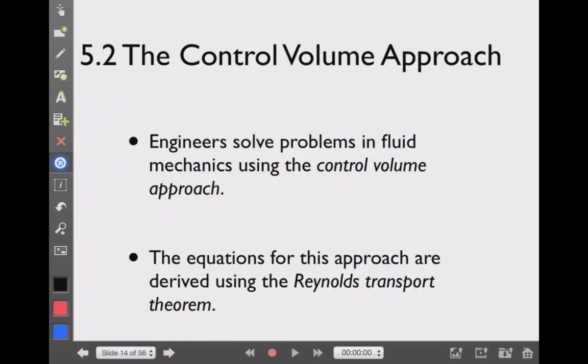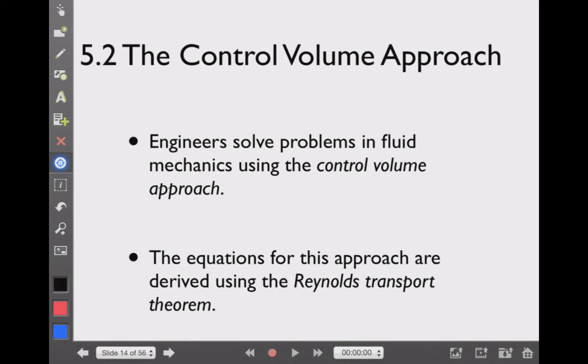So the control volume approach. Engineers solve problems in fluid mechanics using this approach. The equations for this approach use what is called the Reynolds transport theorem. It's going to be a general theorem which is going to relate a Lagrangian point of view, a Lagrangian way of expressing the equations in terms of a total derivative with respect to time on the left-hand side of the equation, with the Eulerian approach on the other.